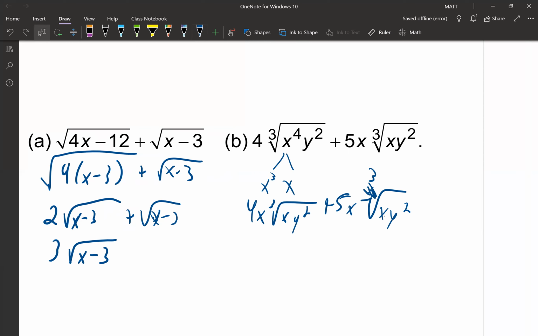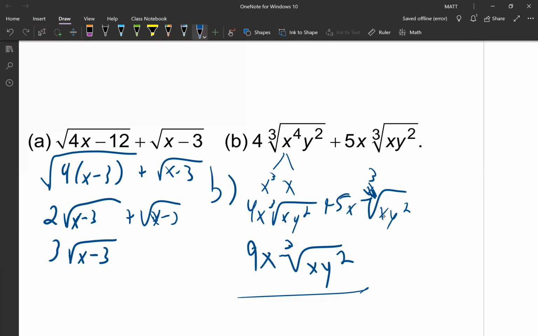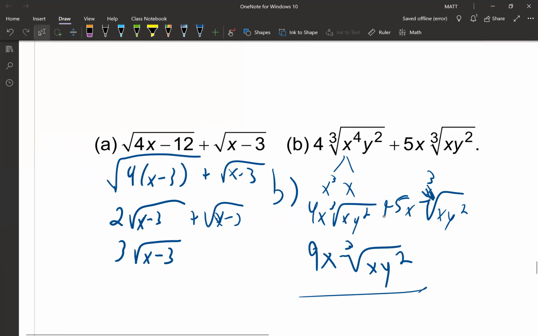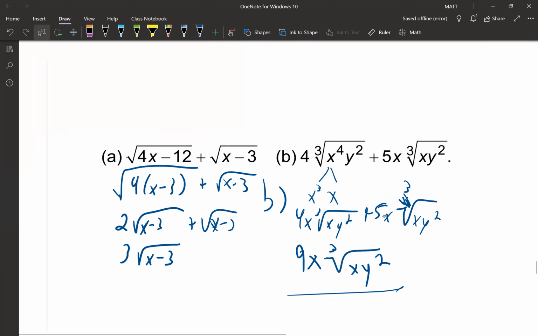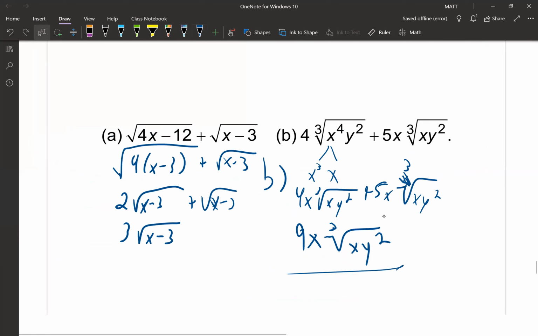Okay, so now that we have that, we can combine our like terms. So we have 4x here and 5x here, so that's 9x. And then multiplied by the cube root of xy squared. Okay. All right. Let's move on to our next page now.